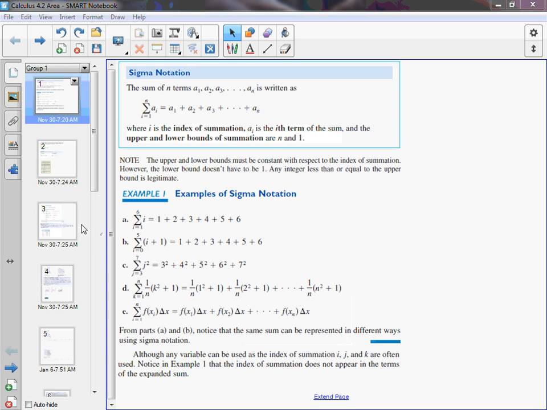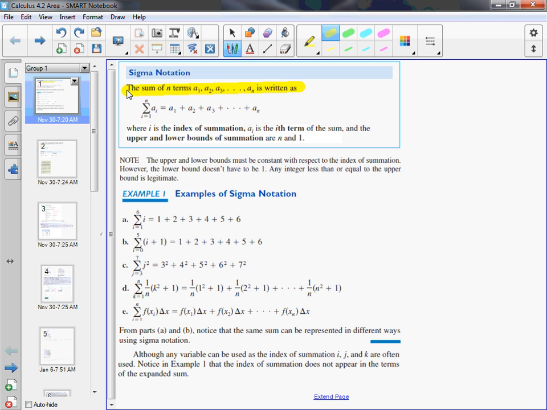All right, we're on page 259. We need to talk about sigma notation. All right, Greek letter sigma. It's the S, sum, sigma, sum. Okay? Now, here's what the definition of sigma notation is up here at the top of the screen.